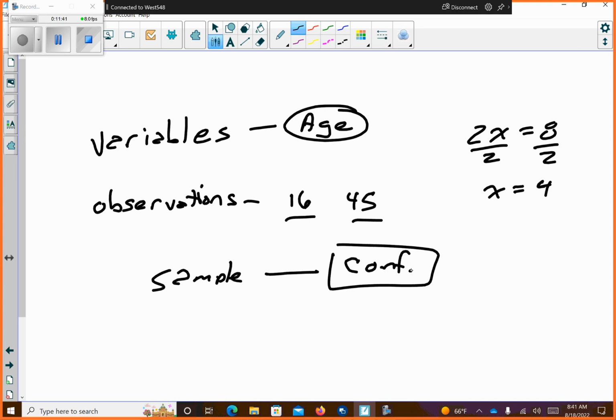A meteorologist is keeping track of the daily high temperature every day for a full year in Seattle. The variable is the daily high temperature. Each day's high temperature forms the observation. So you look at the highest temperature each day. The sample is the group of 365 days.